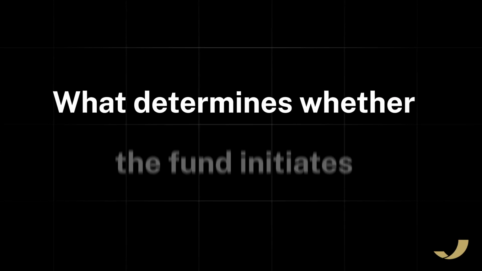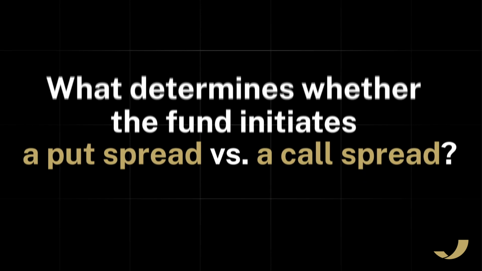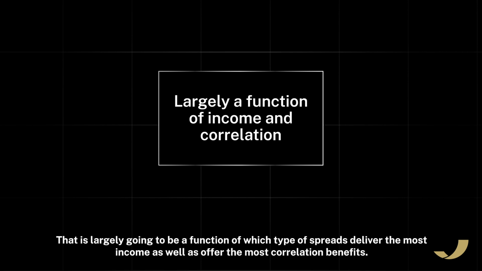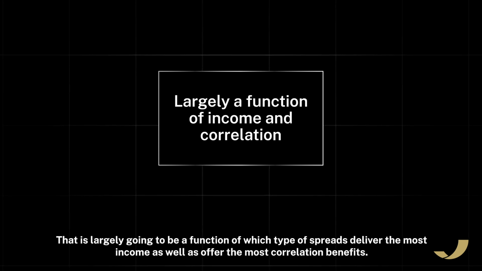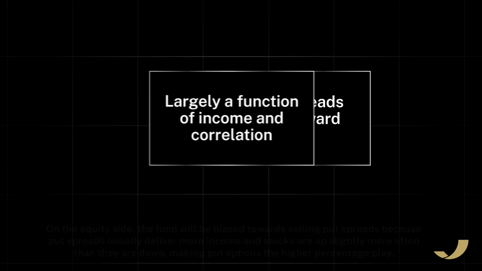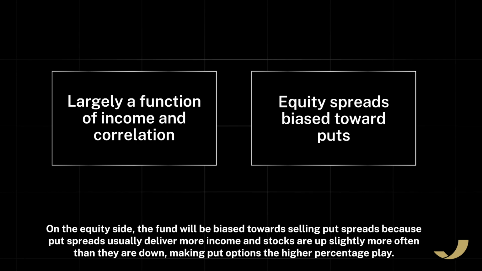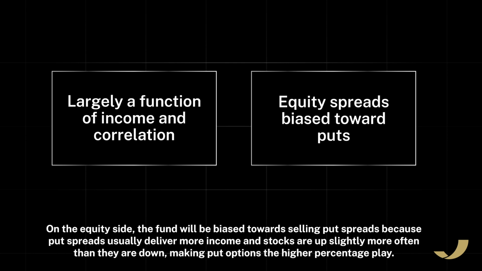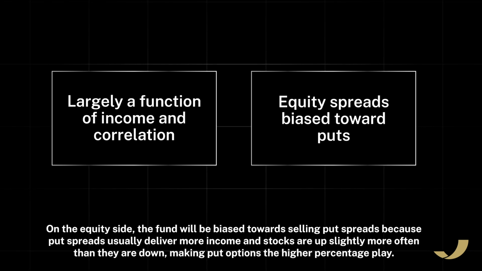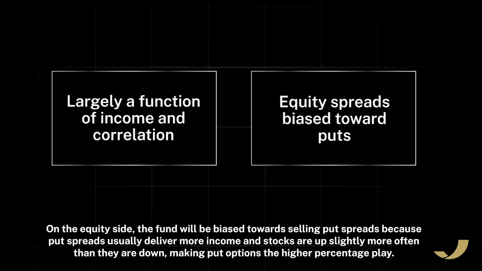What determines whether the fund initiates a put spread versus a call spread? That is largely going to be a function of which type of spreads deliver the most income as well as offer the most correlation benefits. On the equity side, the fund will be biased towards selling put spreads because put spreads usually deliver more income and stocks are up slightly more often than they are down, making put options the higher percentage play.